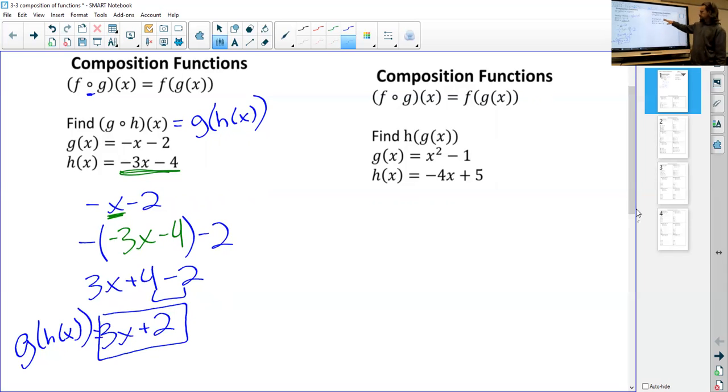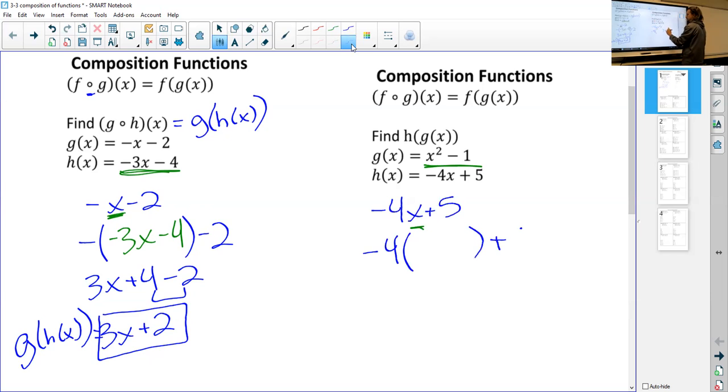Okay, so let's try another one. So h of g of x. Also be careful that the order matters. It's not always going to be start with the top function and then put the bottom function into it. You have to look at the order. So here we have h of g of x. I'm going to start with h of x, which is negative 4x plus 5, and then I want to solve that for g of x, and g of x is x squared minus 1. So anywhere I see an x, I'm going to replace that with x squared minus 1. So negative 4, and then plus 5 on the outside, and then I'm going to replace that x with x squared minus 1.